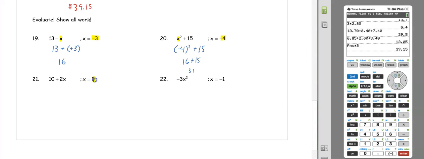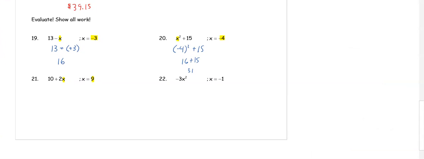In number 21, x equals 9, so we're putting 9 in for x. So we have 10 plus 2 times 9. 2 times 9 is 18, so 10 plus 18 is 28. And our last problem, we are putting negative 1 in for x. So we have negative 3 times negative 1 squared. Negative 1 squared is 1. So we have negative 3 times 1, which is negative 3.